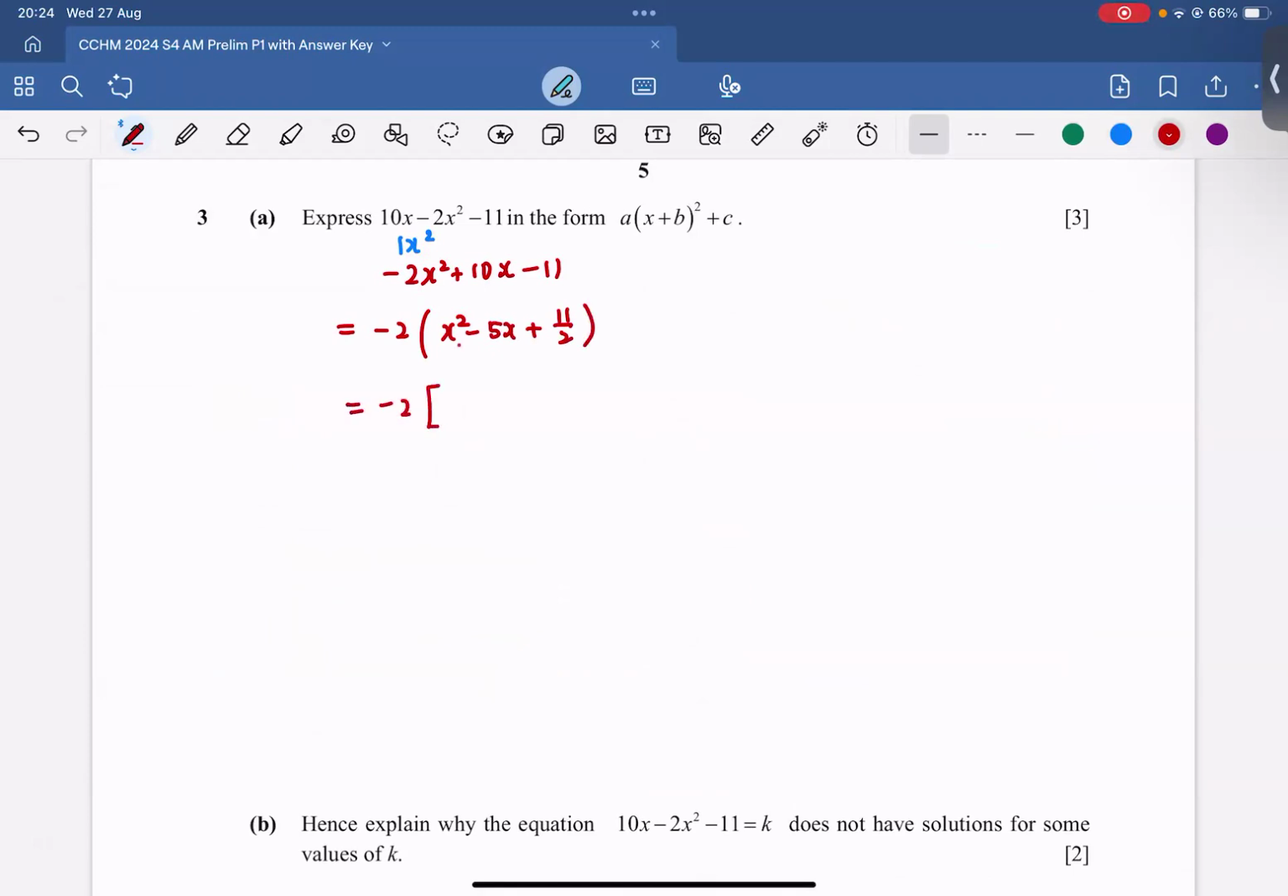Okay, then now what do we do? We complete this. This become x minus, we divide the x by 2, so become 5 over 2 square minus 5 over 2 square plus 11 over 2. Okay, this will give us x minus 5 over 2 square. Press calculator, minus 25 over 4 minus 3 over 4. Okay, then remember to distribute this back in. Okay, so that is the form.